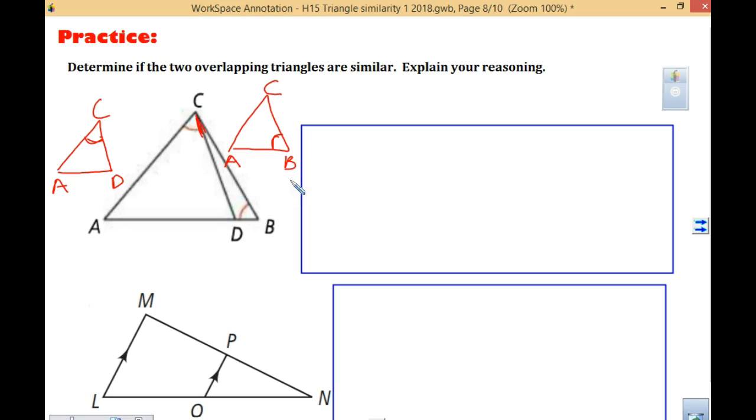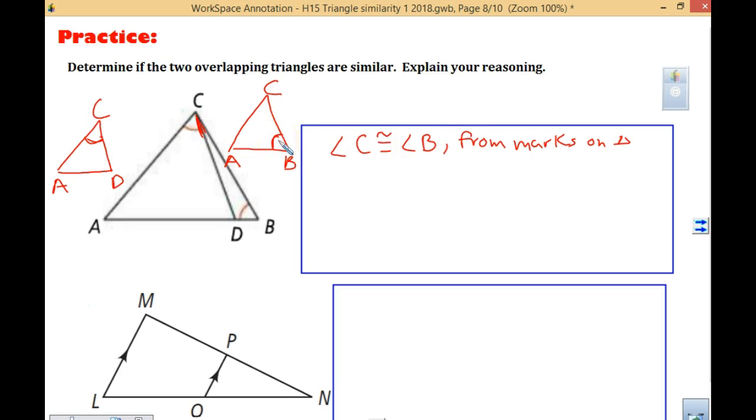As I look at this picture, what I know from the picture is that angle C, please write down, is congruent to angle B. And the reason is that we are looking at it from the marks on the triangle, okay? So because of those marks on our triangle, we know that these 2 angles are congruent.